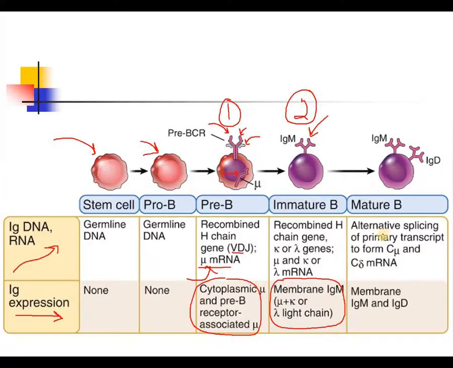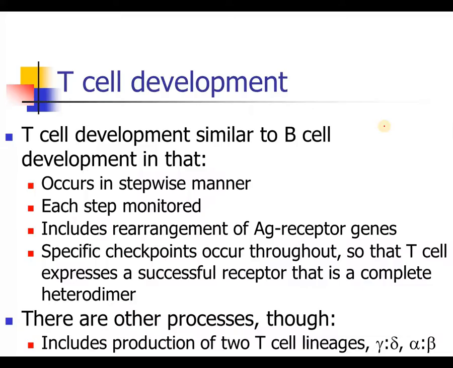If it passes this, you get further maturation to the mature B cell where you get alternative splicing, so you get both the mu and the delta RNA, so you can express both membrane IgM and IgD on that mature but naive B cell, meaning it's never seen microbial antigen before. So that's the process for the B cells.